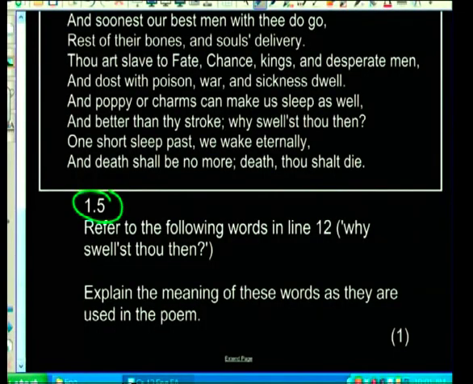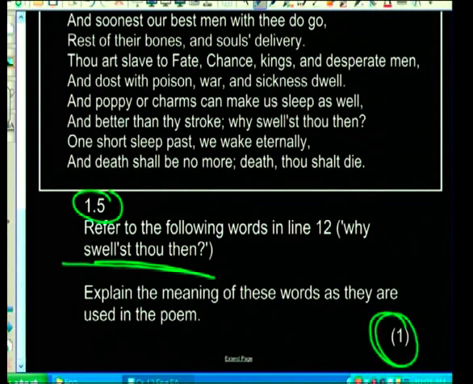1.5. Why swellst thou then? Refer to the following words in line 12, one mark. Explain the meaning of these words as they are used in the poem. Right, as they are used in the poem, that's so important. All the questions are obviously going to be within the context of the poem. So if they ask you what this word means, don't explain it in the context of something else. Always go back to the poem and see how it is used within that poem.